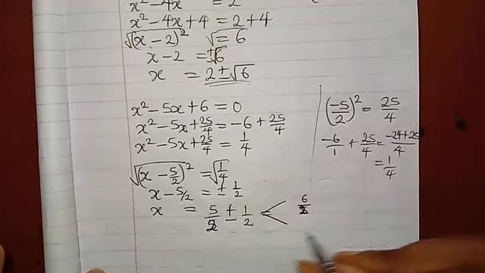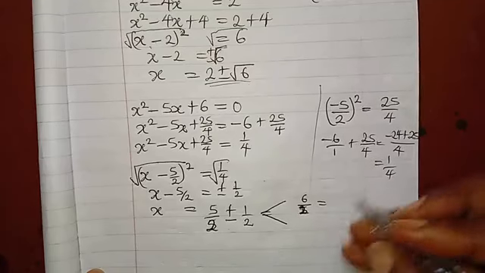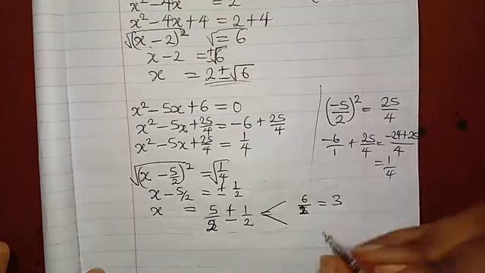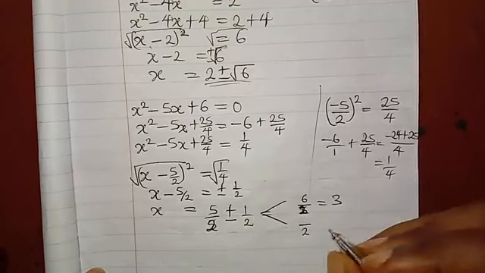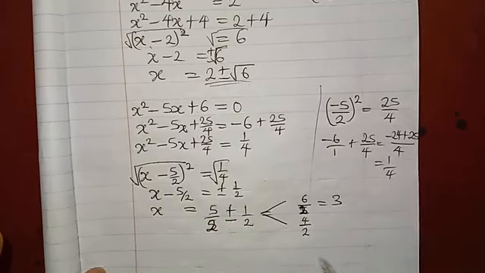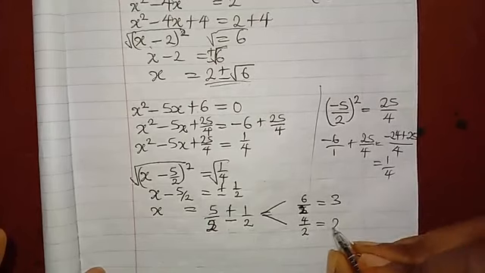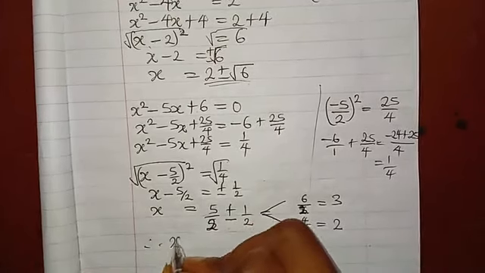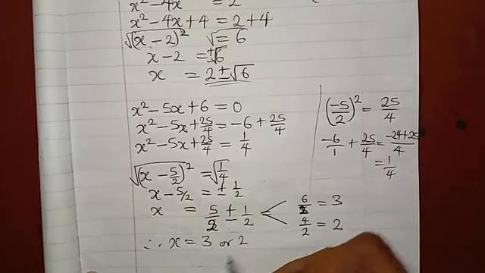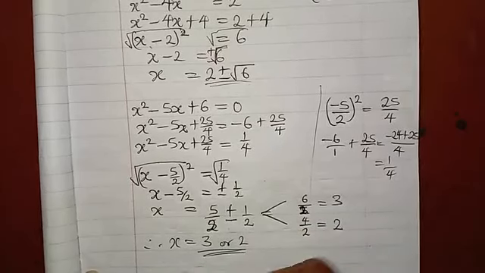And for this other side, okay, let's get it to the lowest terms. 6 over 2 is 3. And for this other side, their common denominator is 2. 5 minus 1 is 4. 4 over 2 is 2. Therefore, x is equal to 3 or 2. Do we say 2 or 3? We go from less to greater.